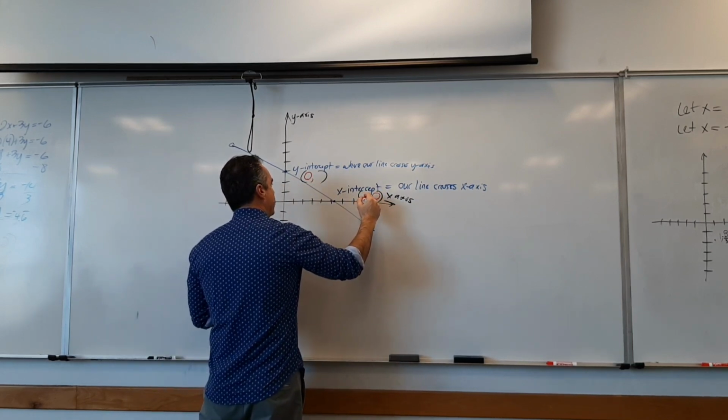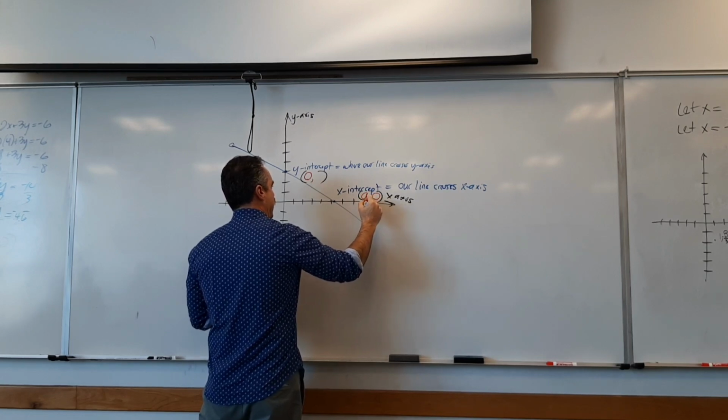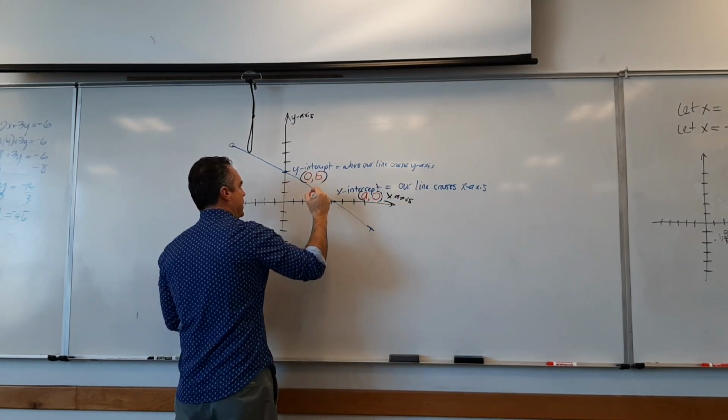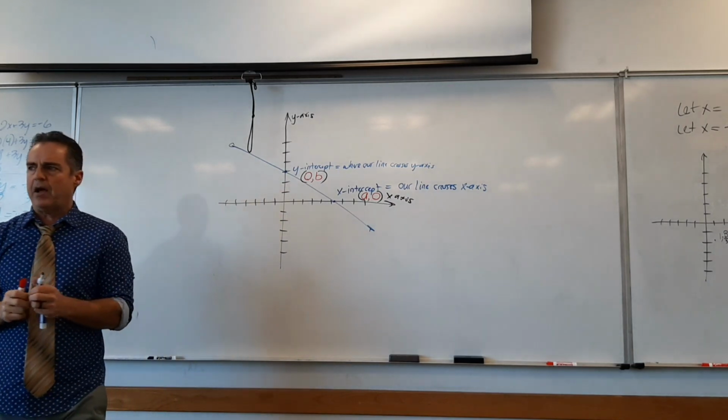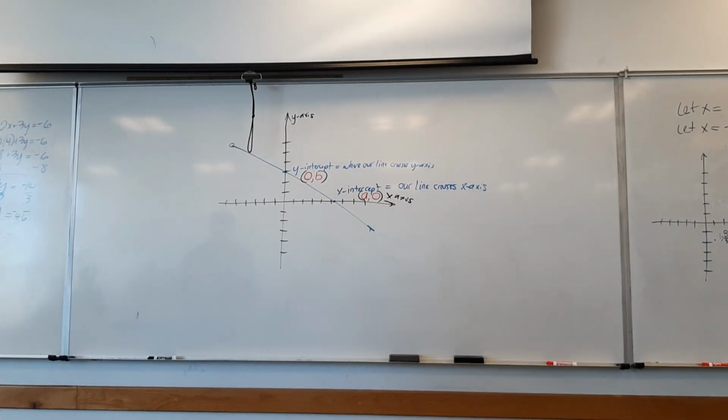Now we call this value of x A, and we call this one B. And I return to something I asked you about five minutes ago. How many points are on a line? Infinite.